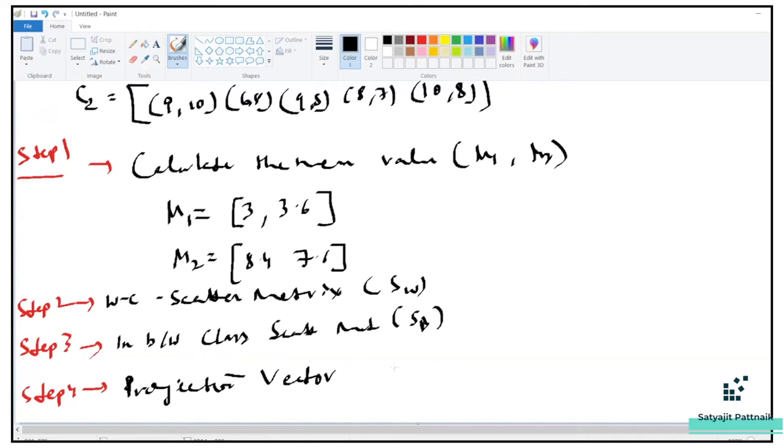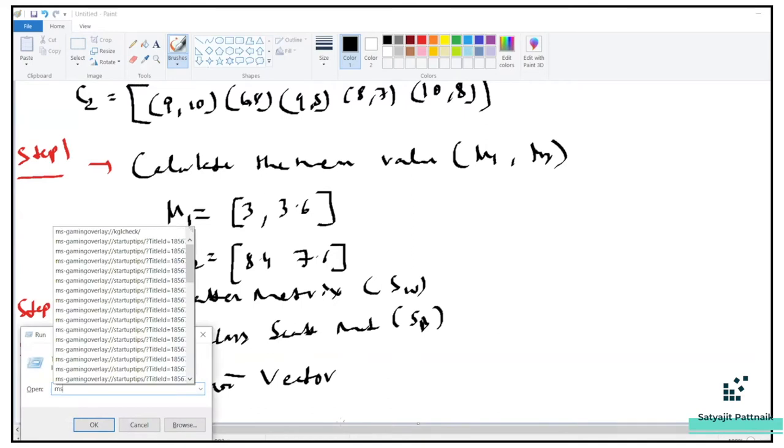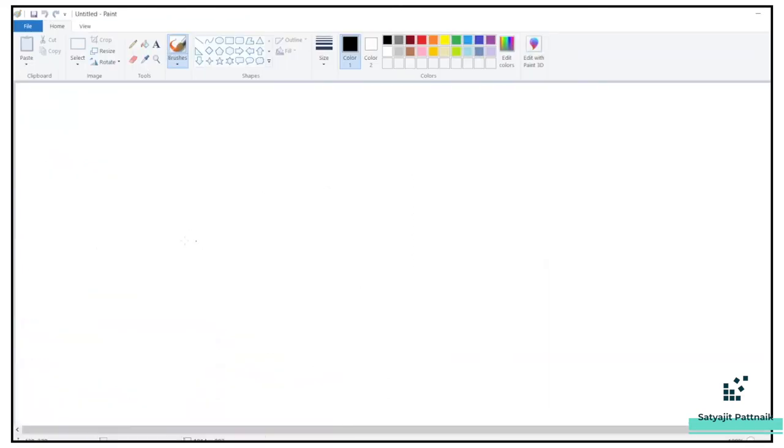This vector has to go in the direction where we want to focus on increasing the distance between both the mean values, like increasing the class separability, right? So we'll try to understand. Let me open another paint file.